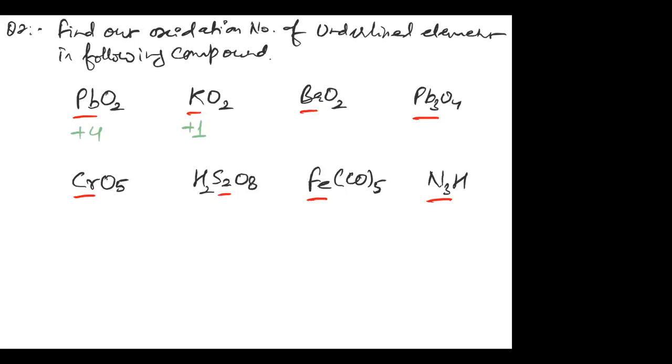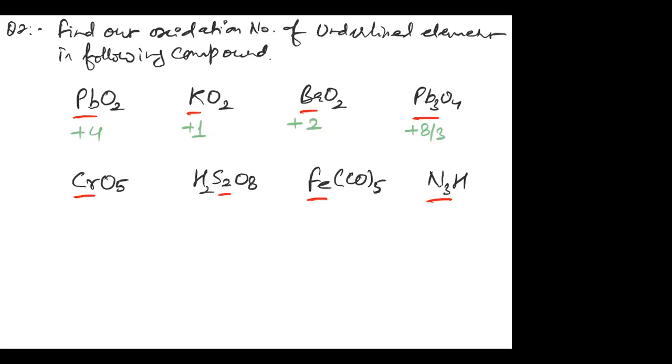In the case of BaO2, the barium oxidation number is going to be +2, as every oxygen has oxidation number -1 here. In the case of Pb3O4, the oxidation number of lead is going to be +8/3. It is an average oxidation number.